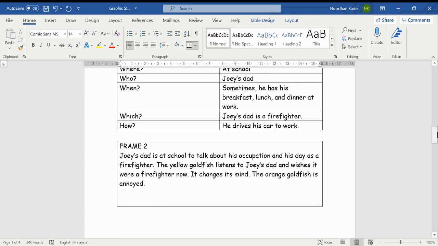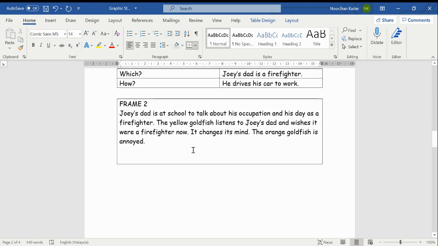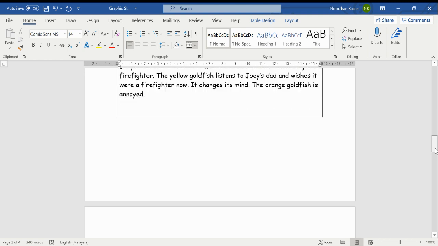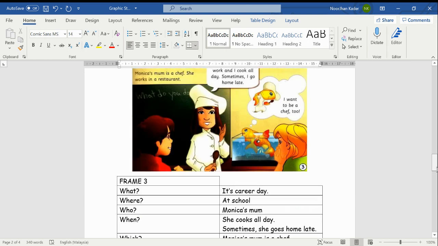Okay, then the second one. Joey's dad is at school to talk about his occupation and his day as a firefighter. The yellow goldfish listens to Joey's dad and wishes it were a firefighter now. It changes its mind. The orange goldfish is annoyed. Okay, annoyed means getting fed up.